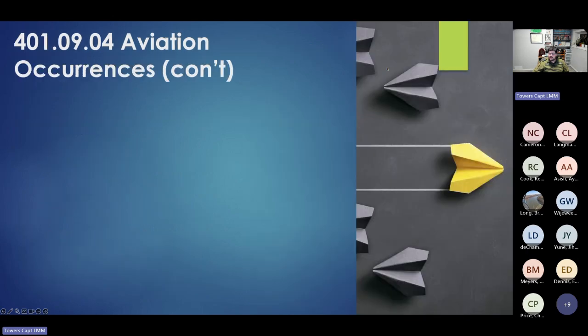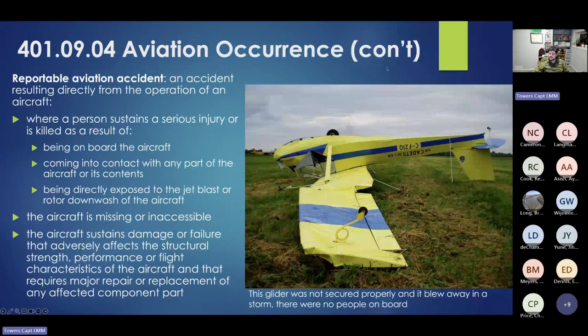So I am not an aircraft maintenance engineer, but I can look at that glider and tell you that's going to need some major repair. So is it going to be an incident or is it going to be an accident?